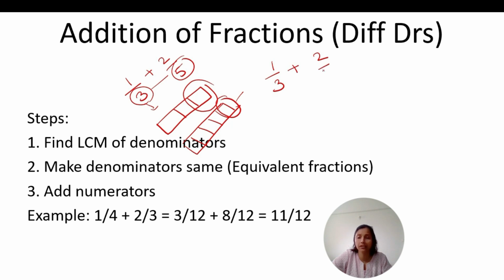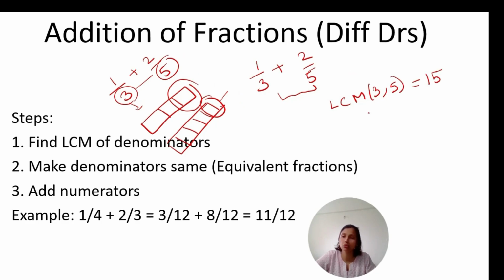We will take the LCM of the denominators. So the LCM of 3 and 5 is 15. We can take any other common multiple also of 3 and 5. But yes, with the LCM, since it is the lowest common multiple, the calculations are a bit easier.